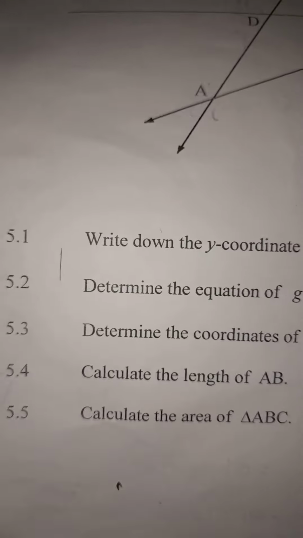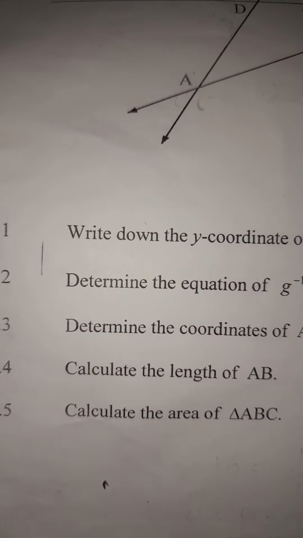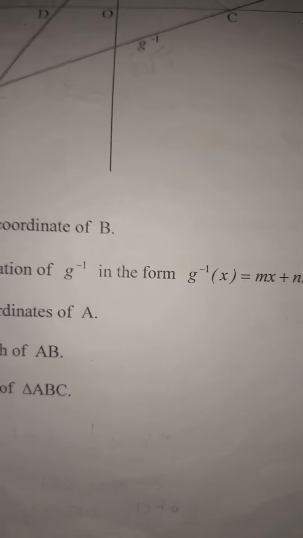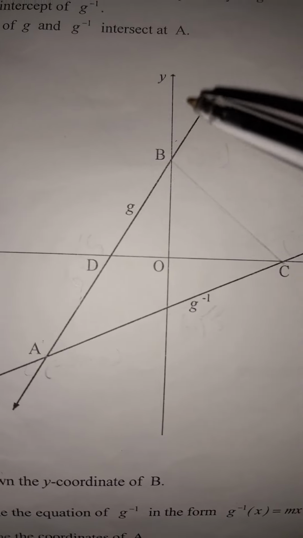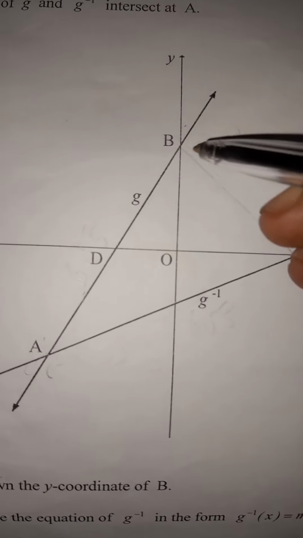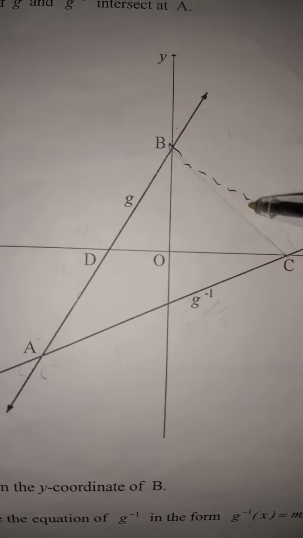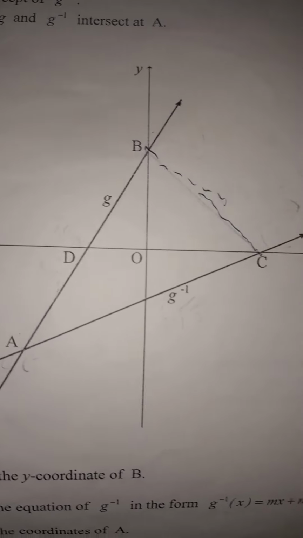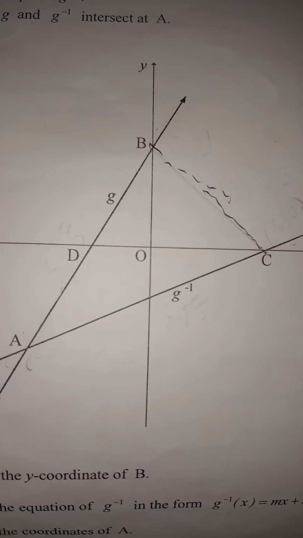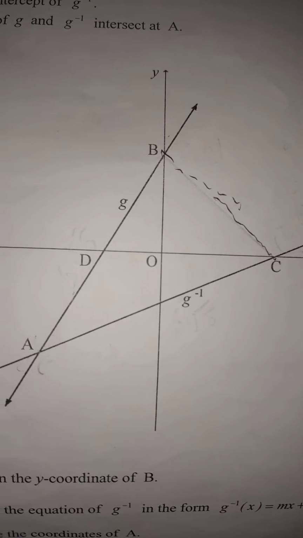So we are going to our last question, which will be 5.5. Calculate the area of triangle ABC. Guys, what we could see here is that they said triangle ABC. We can construct it here. You can see that this forms a triangle, right? But what type of triangle is this? Is it a right triangle? No, it's a non-right triangle.